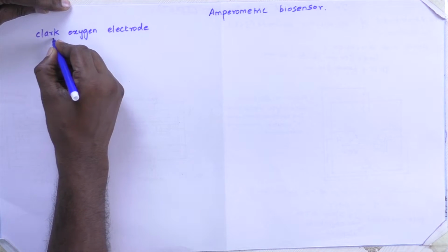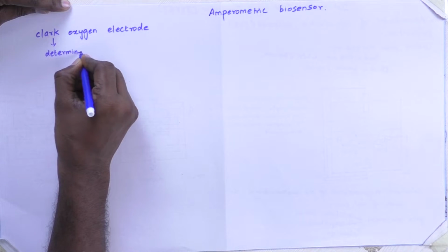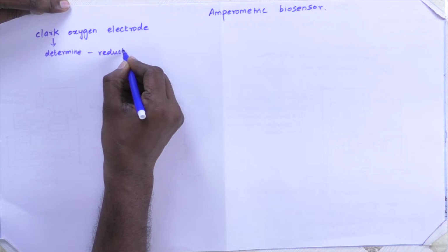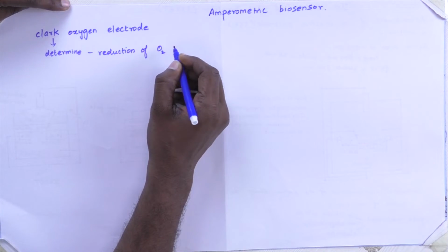It determines the reduction of oxygen in simplest form. This Clark's electrode is used in the blood glucose biosensor. It is a popular biosensor used by diabetic patients. It helps to determine the amount of glucose present in blood.